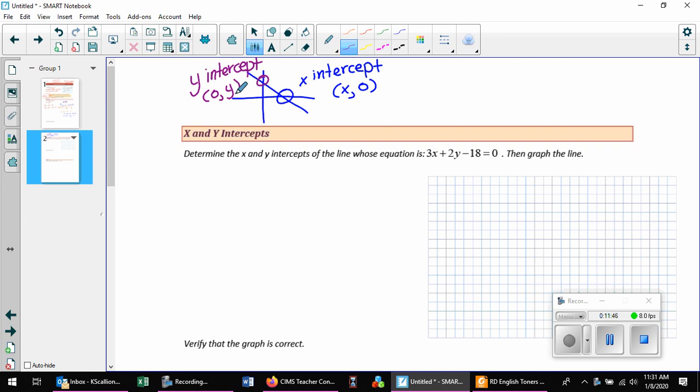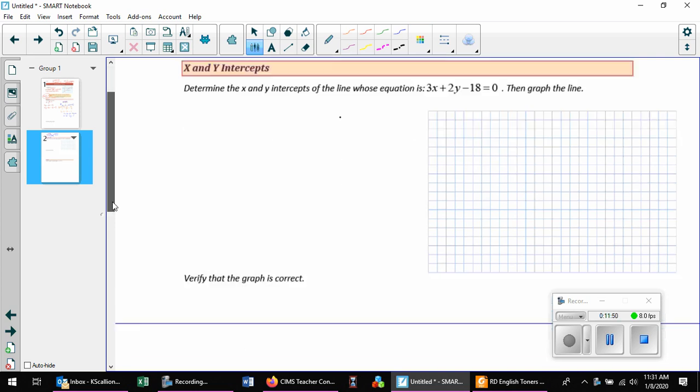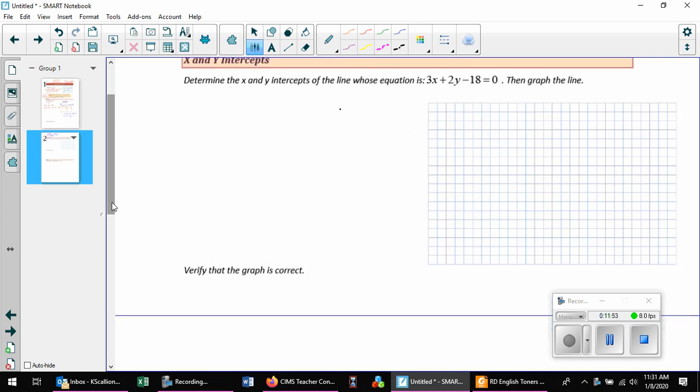Okay. So this, I don't know when we did this. This feels like we did this a million years ago. A million years ago. Imagine those are straight lines. Okay, so let's find our x and y intercept first.